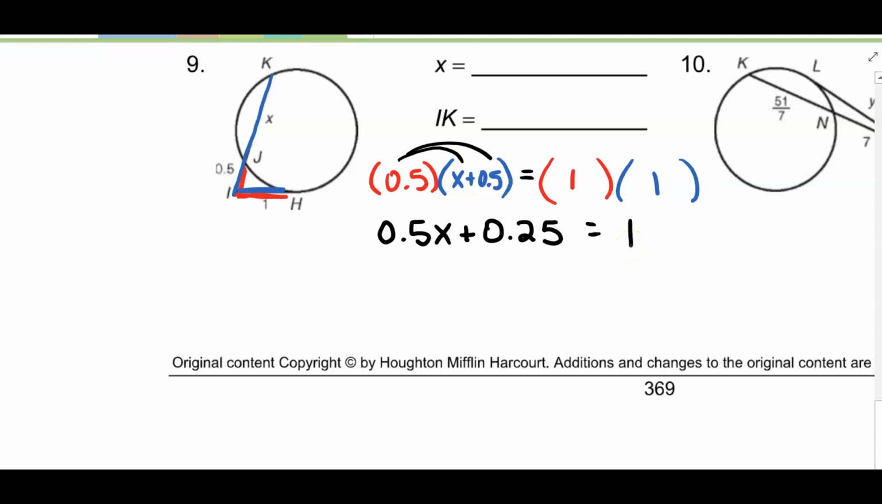I subtract 0.25 from both sides. I get 0.5x equals 0.75, and when I divide both sides by 0.5, I have x equals 1.5. So the length of IK in the end turned out to be the 1.5 plus 5, which is 2.